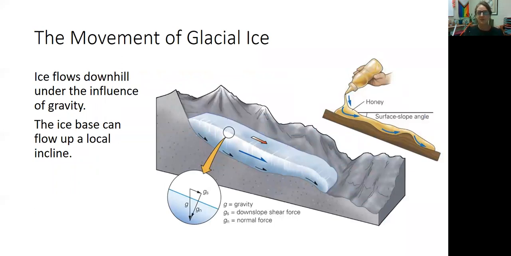Okay, so as I said, ice flows downhill under the influence of gravity. And it can even flow over a local incline, right? Even if there's a little bump, the ice can still flow over it. Think of it like you pouring honey over a bumpy surface. Even if there's a little bump, the honey is viscous enough, it can still flow over that bump.